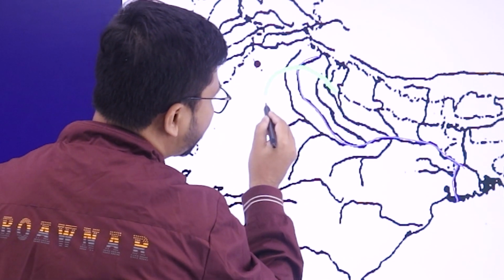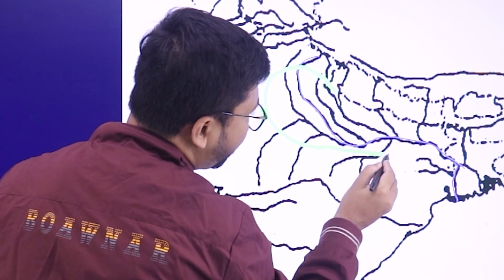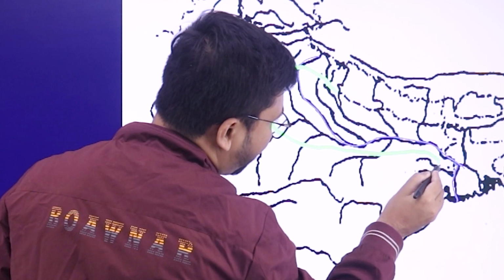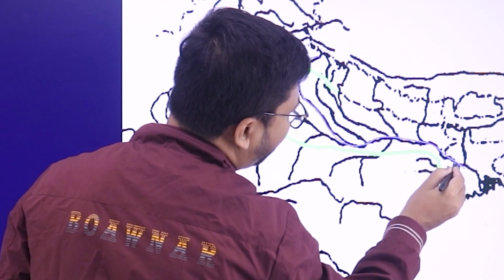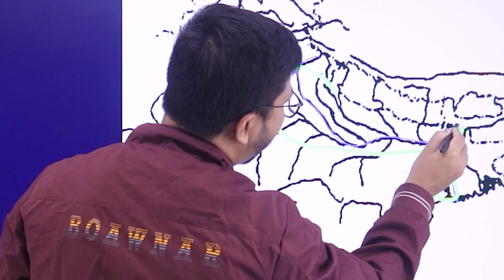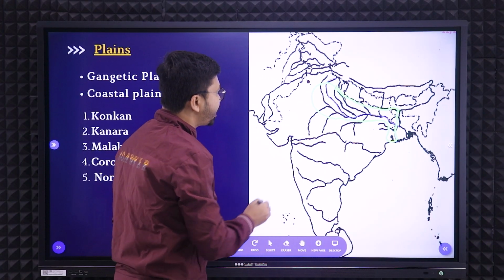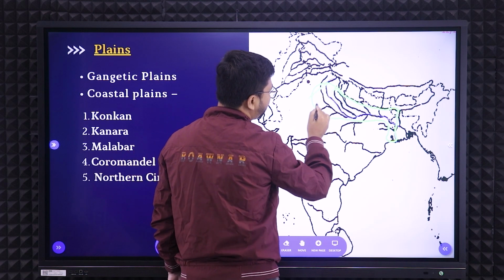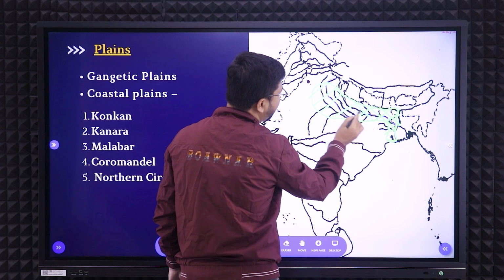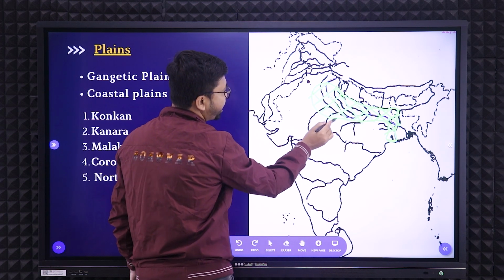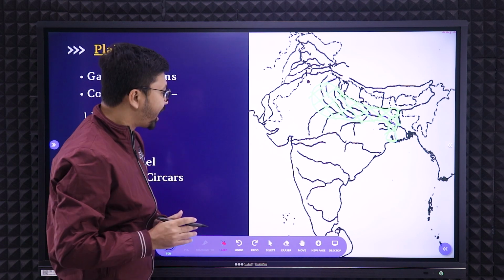Now you have to mark it like this, and here you need to remember the Damodar river, and you have to cover the West Bengal part also. You go up and then again it should come below the Nepal boundary like this. Now the whole portion you need to shade with green color, and that is the Gangetic plains. Now you can name it over this place, Gangetic plain.